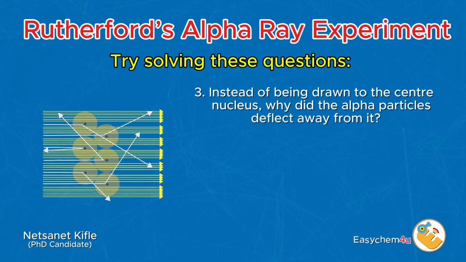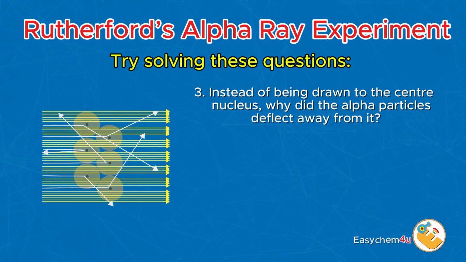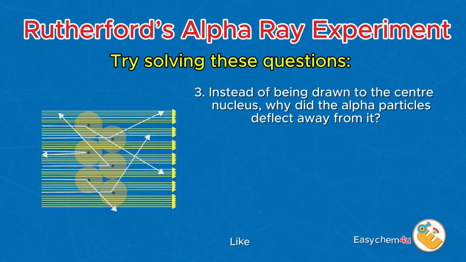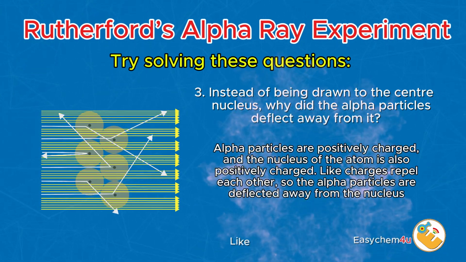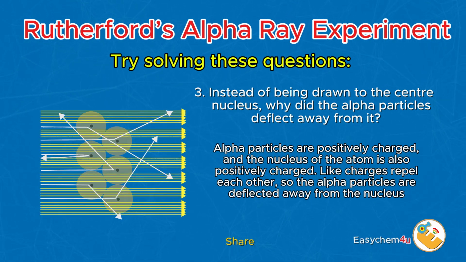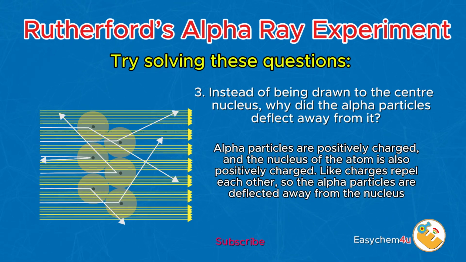Instead of being drawn to the center nucleus, why did the alpha particles deflect away from it? Alpha particles are positively charged, and the nucleus of the atom is also positively charged. Like charges repel each other, so the alpha particles are deflected away from the nucleus.